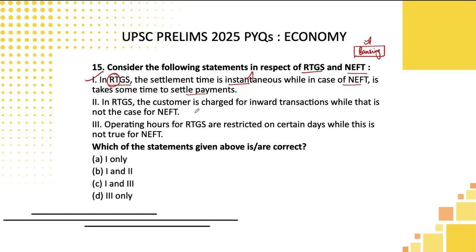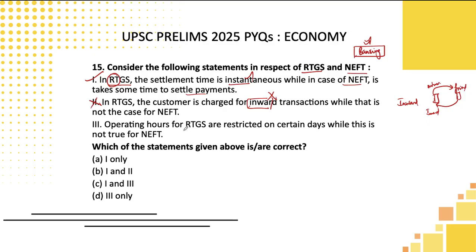In RTGS, a customer is charged for inward transaction. I hope we know the basic difference of inward and outward. Suppose we have a bank account. Now for our friend's account, we are sending money. So from our account, if you are sending to a friend's account, this will be an outward transaction. If our friend is transferring money to our account, then ours is an inward transaction. In RTGS, customer is charged for inward transaction. Why? He should be charged only for outward. Who is sending money? For that outward transaction, that person's account should be charged. Not inward transaction. Logically incorrect, students. Easily you can eliminate the second one.